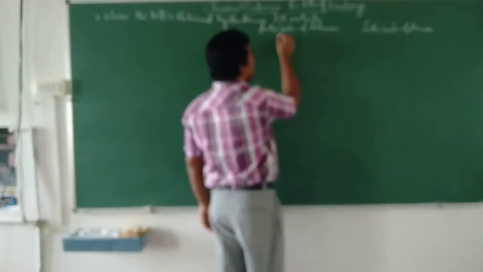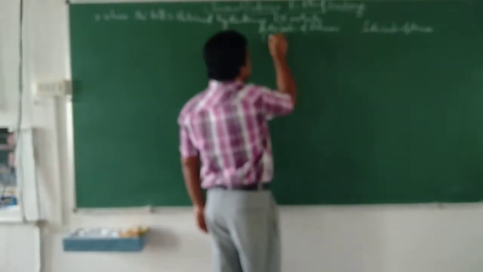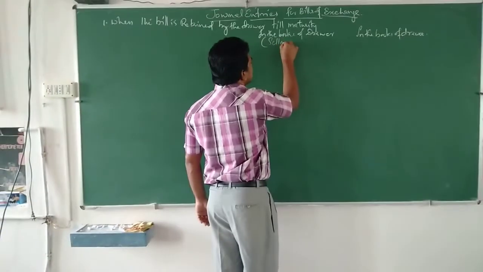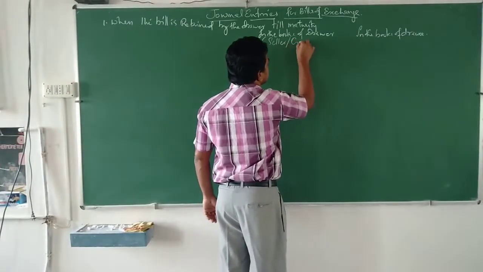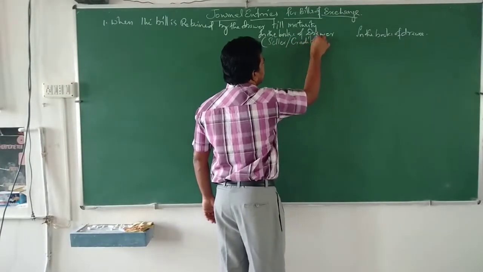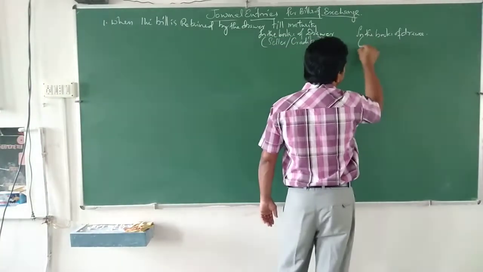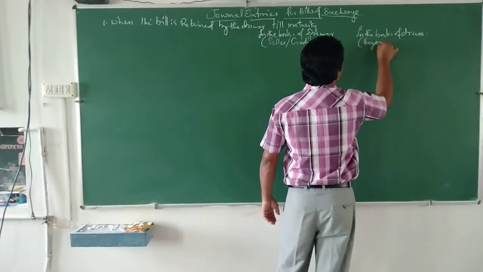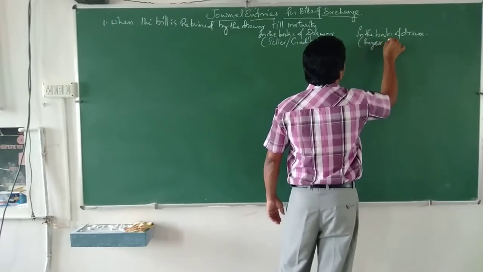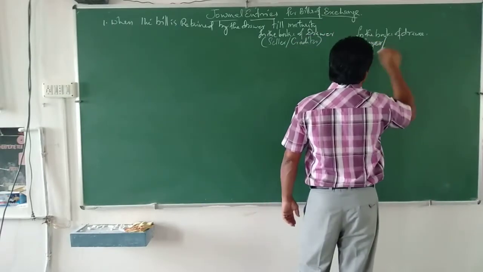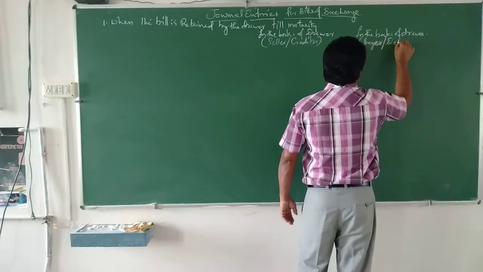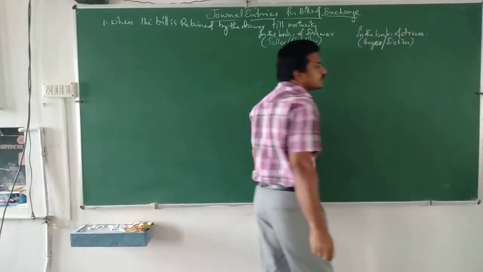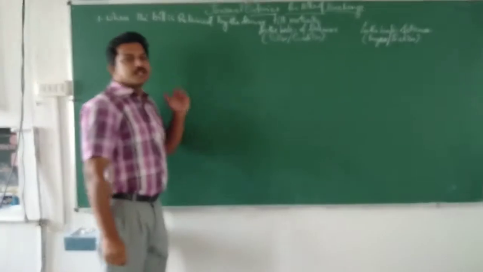In the books of drawer means seller, or we can say that creditor. Drawing means buyer, or he is the debtor. Okay. So what are the journal entries? So first transaction we can write here.